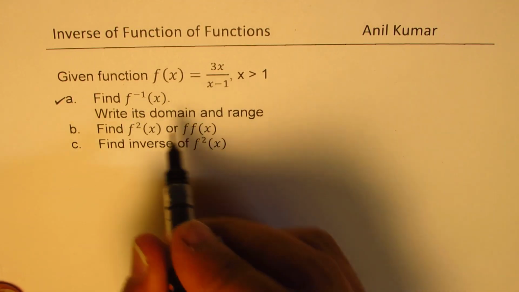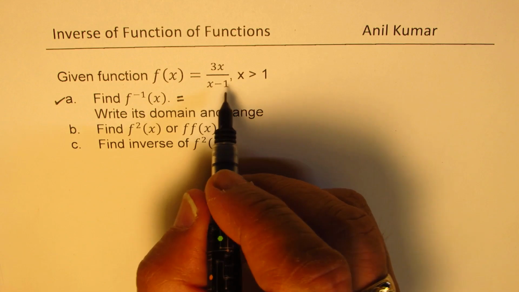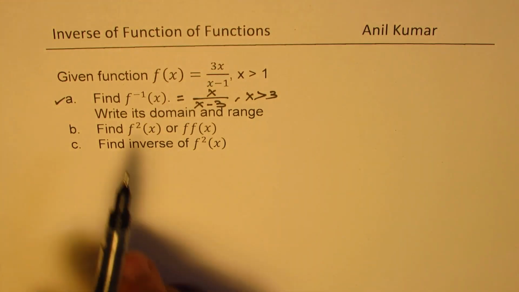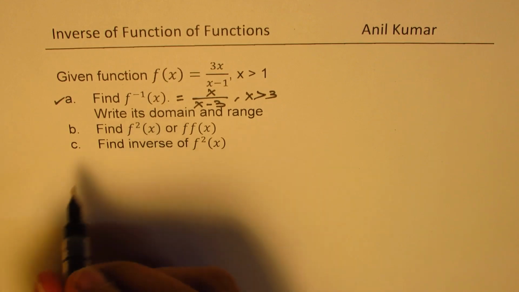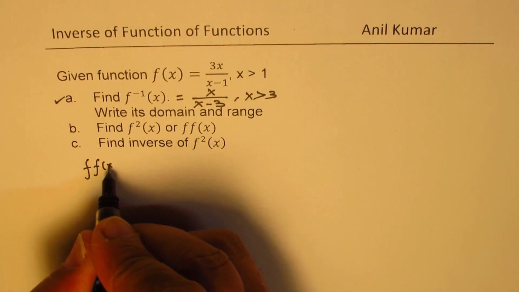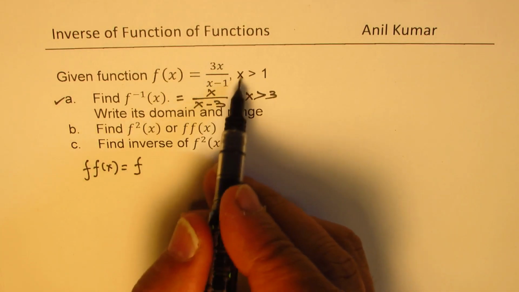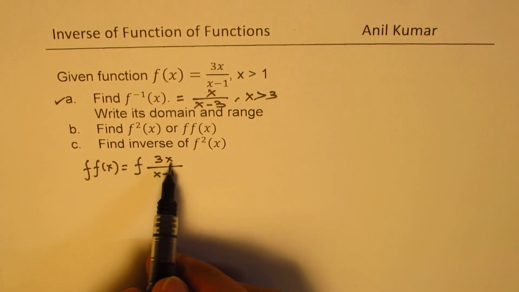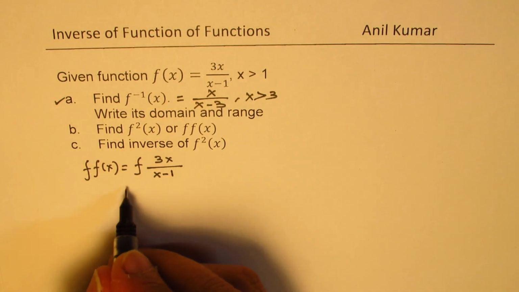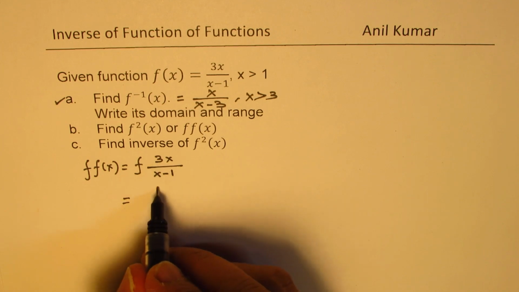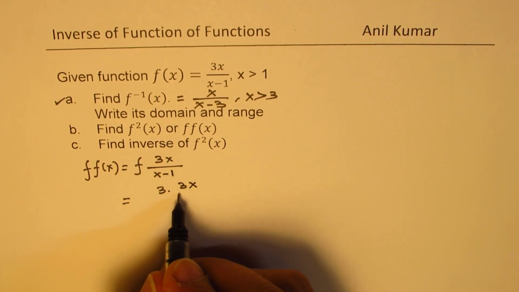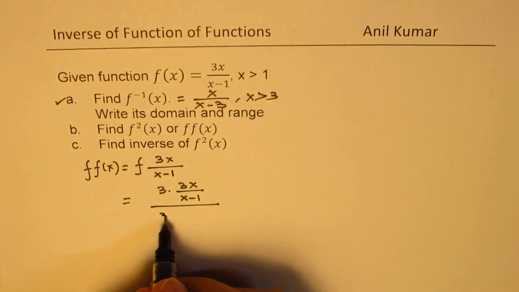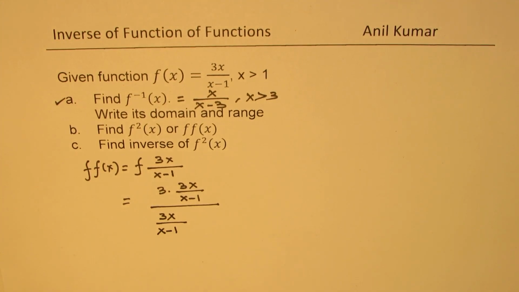So we already did this. We found that f inverse x is basically equal to x over x minus 3, where x is greater than 3, correct? Now let's do function of function. So function of f of x is this, right, which is 3x over x minus 1. So now we'll replace x with 3x over x minus 1. So we could write this as 3 times, instead of x, we'll write 3x over x minus 1, over, instead of x, we'll write 3x over x minus 1. Clear?